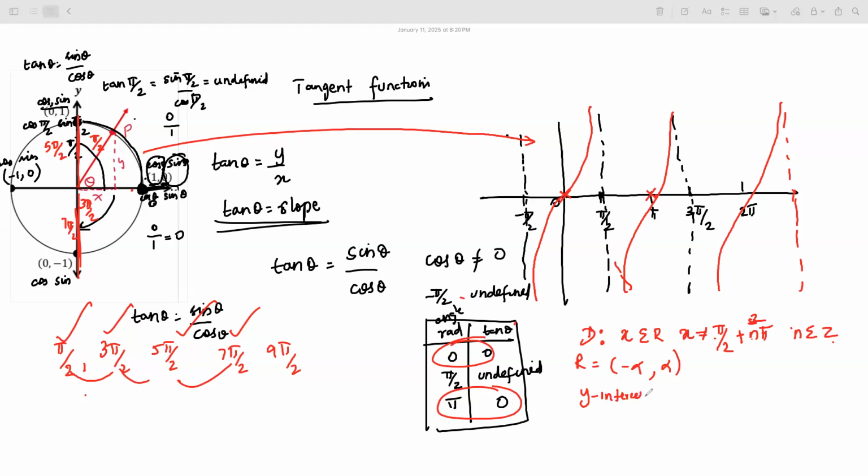Zero. The Y-intercept is (0, 0). It's at 0. And how do we define asymptotes for this? It is at pi by 2, 3 pi by 2, 5 pi by 2.